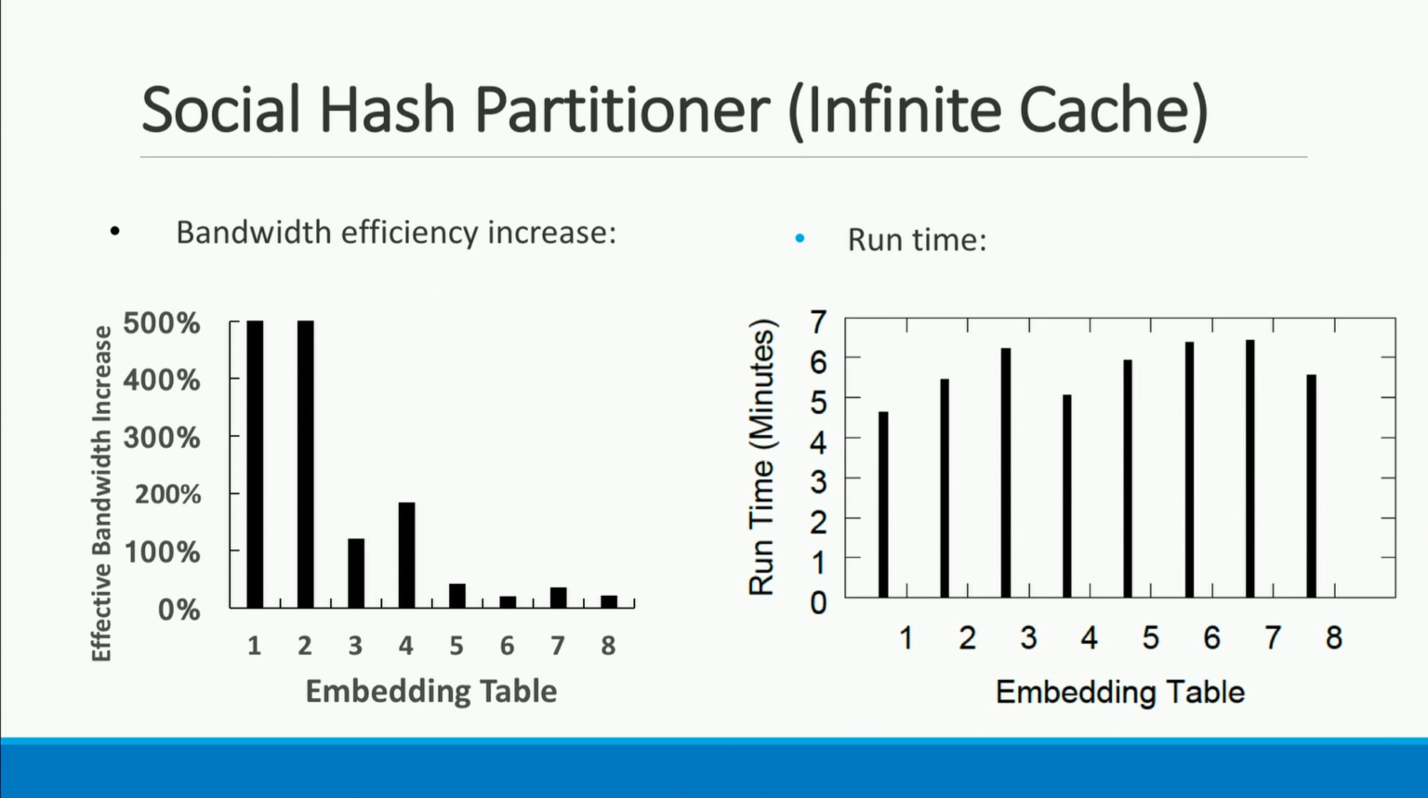These are the results after running social hash partitioner when we have unlimited cache, so no evictions yet. You can see on the left side that the effective bandwidth increases by up to 6 times for some embedding tables. On the right side, you can see that the runtime is less than 7 minutes for all the embedding tables, which is very reasonable because we intend to run it offline after training.